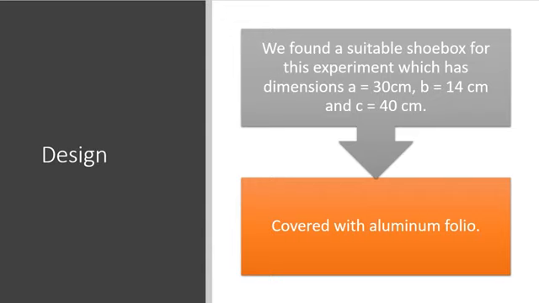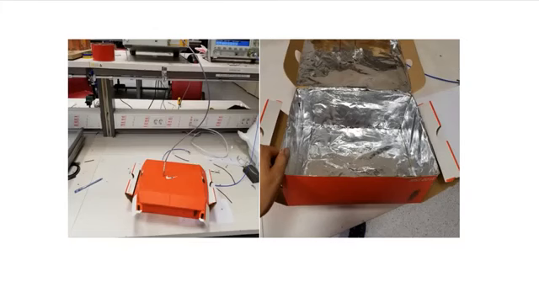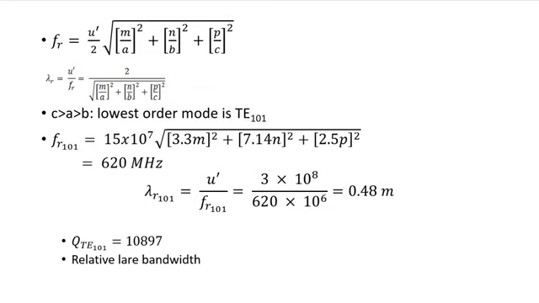We covered the inside of this resonator, this shoebox, with aluminium foil, and these are the illustrative figures of our cavity resonator. Here is our cavity resonator, and here is its inside. We tried hard to straighten the foil inside the shoebox, and a few calculations we should emphasize.